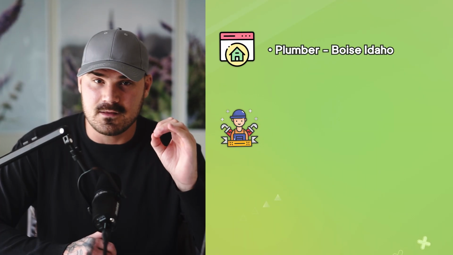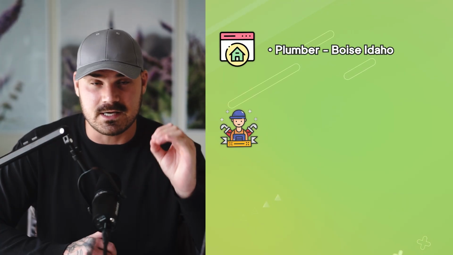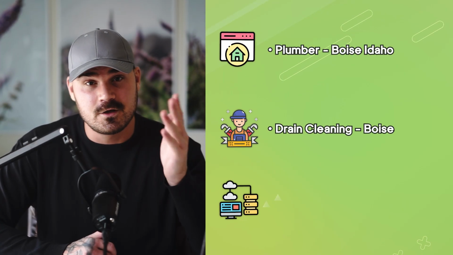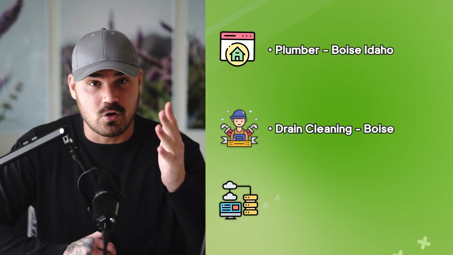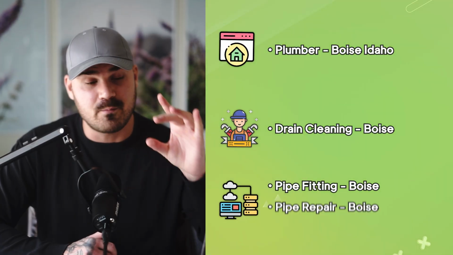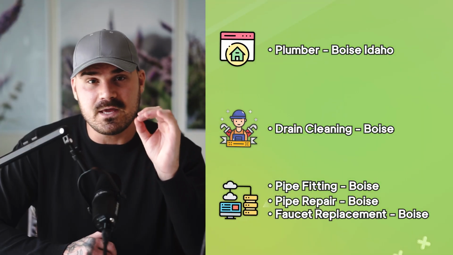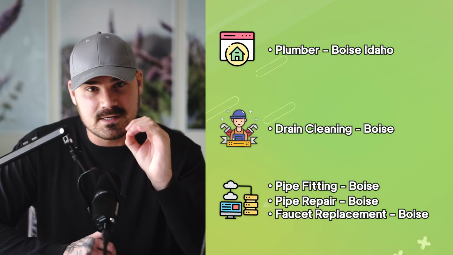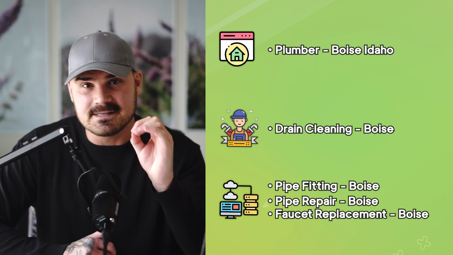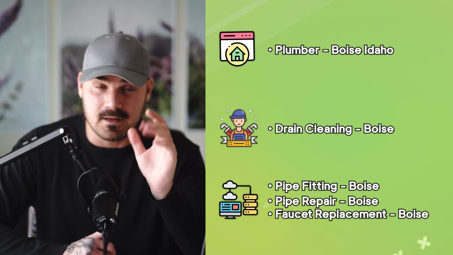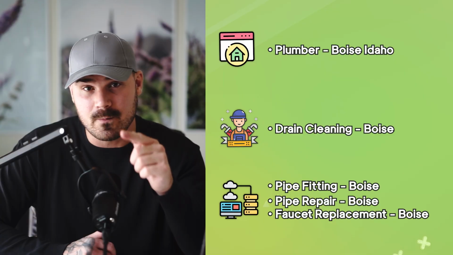And then let's say you have some secondary categories. In this case, you would have to write things such as drain cleaning, Boise. Now let's move on to the services. You would have to create pages on your site called pipe fitting, Boise, pipe repair, Boise, faucet replacement, Boise. Make sure every service and every category has a page on your site that relates to your Google Business Profile city. In this case, we're using the example Boise.